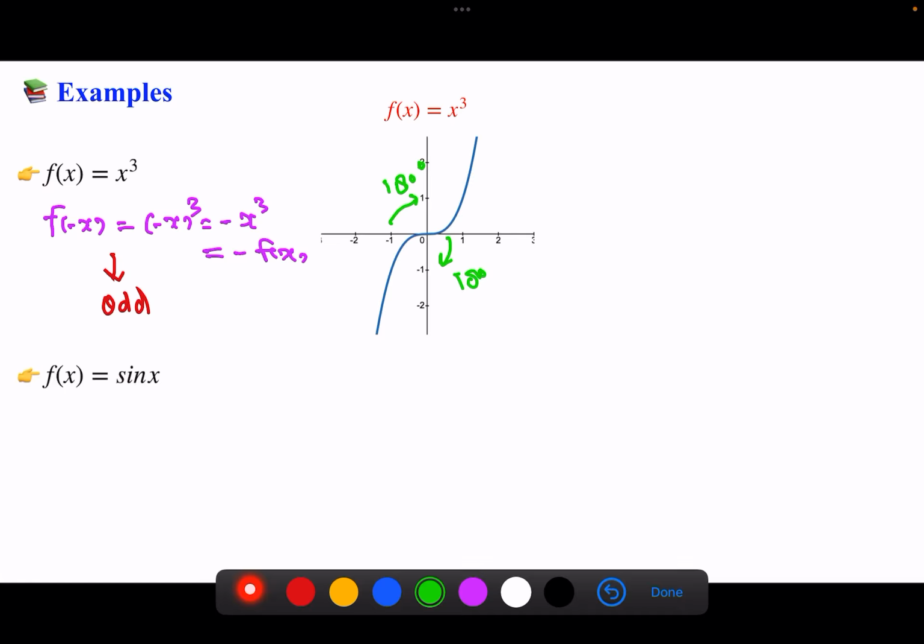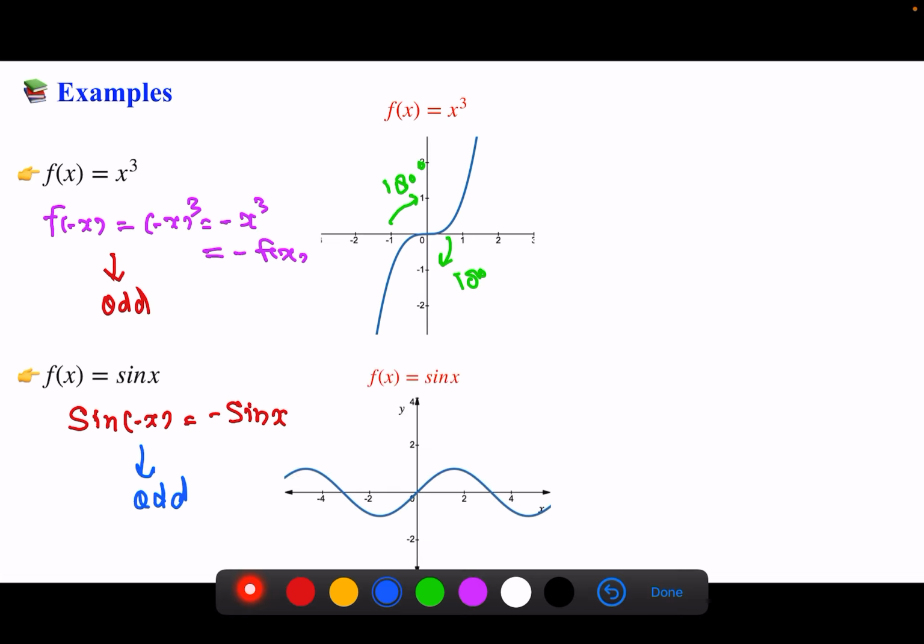Sin x. Sine function, as we know that sine of minus x equal to minus of sine x. So the function value at minus x is the negative of the original function value, hence it is an odd function. If we draw the graph of this function, see, the graph is symmetric about the origin. Okay, so sin x is odd.